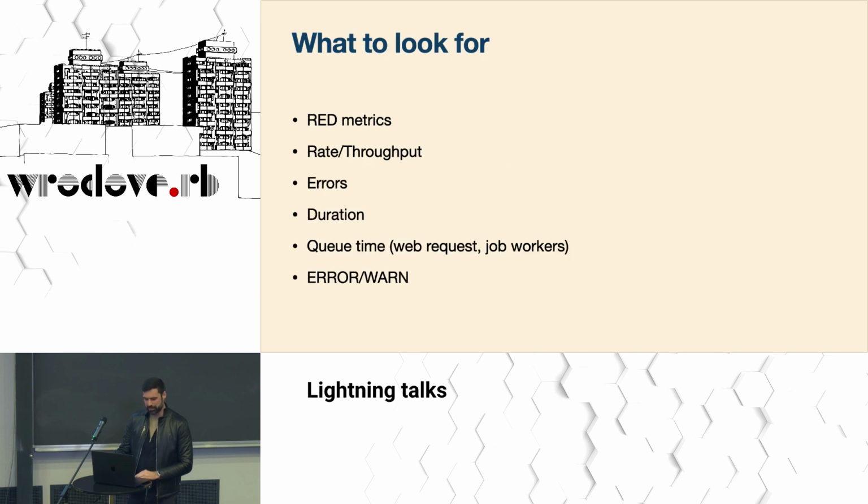Some other advice: there is the concept of RED metrics, basically rate, throughput, how many requests you have, the errors, and the duration. And another important thing that's not there is the queue time, which you should think about: how many workers are waiting in the queue, how many requests are waiting in the load balancer or in the Puma queue. It will give you some information if you have too much load and the system is not coping. And if you want to care about problems, then monitor the error and the warning logs.